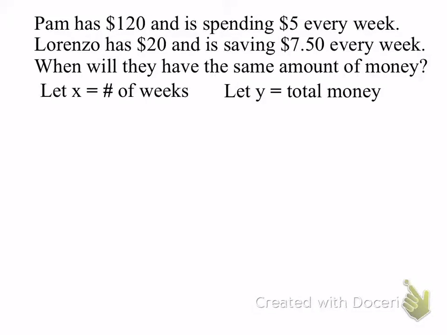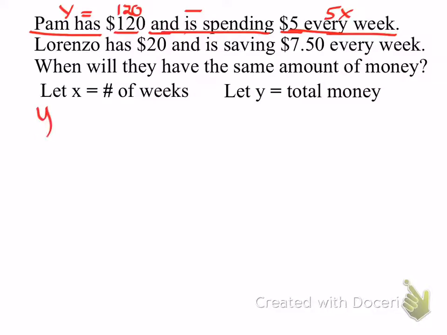Now we're going to write the equations. A lot of times we can do direct translation. Pam has $120 and is spending $5 every week. What do I write for Pam has? Pam has what? Dollars. So wouldn't that be my Y? My Y equals, then I have my 120. And is usually a plus sign or a minus sign. When I say is spending, is that a plus or a minus? Minus. And how do I show 5 every week? 5x. Right there is the equation.